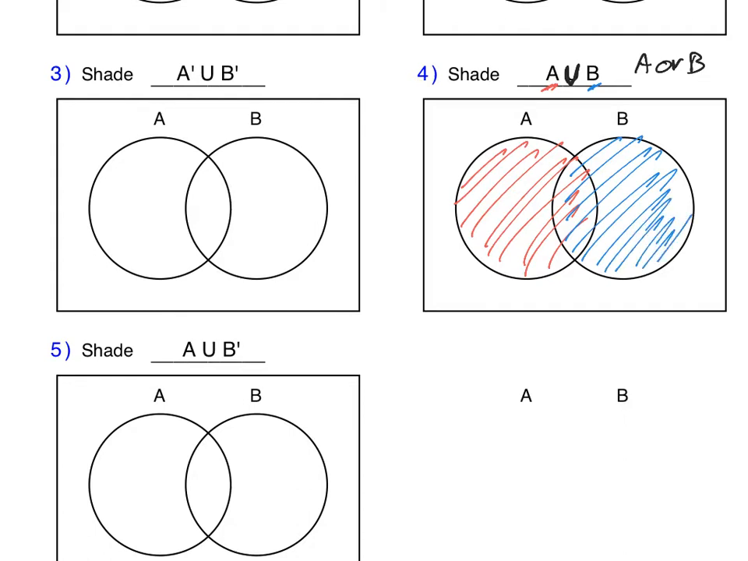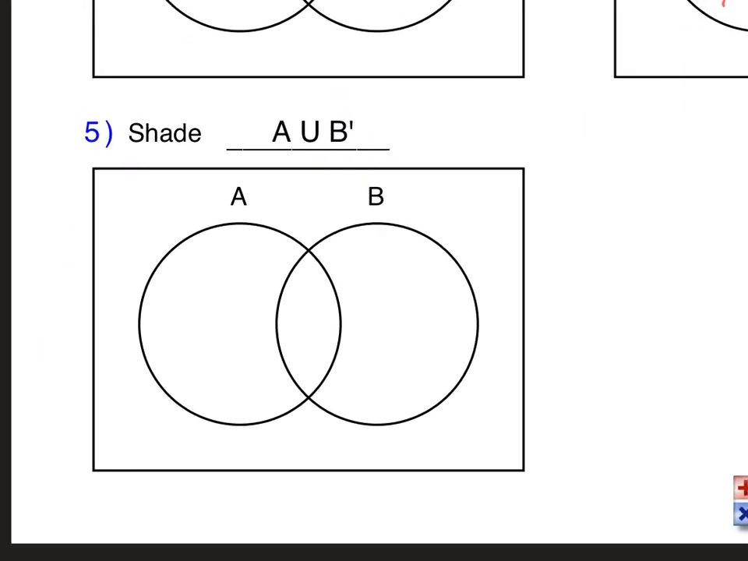what is my solution? It's everything that is shaded. So this region that includes both set A and set B, and this region that includes set B but not set A. All of those are part of my solution. Now, let's look at a slightly more complicated version of this, one that involves complements and the union operator. Let's take a look at number 5.